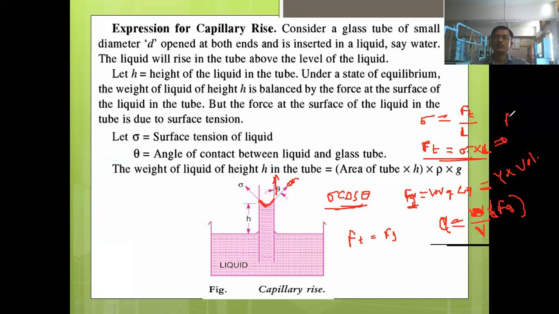So instead of just sigma here, what we write here? Ft is equal to sigma cos theta into L. Now here L means what? It acts on the entire circumference of the circle. So Ft is equal to sigma cos theta, and what is the circumference of circle? It is pi d. So this is one equation, that is for the Ft.